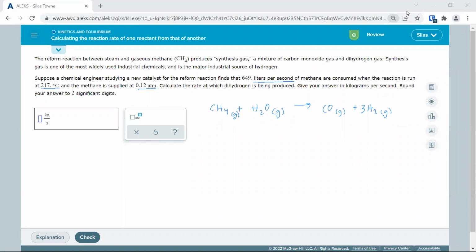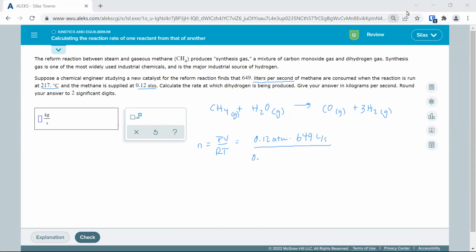So we could say the rate that CH4 is being used up is equal to 1/3 the rate of hydrogen being produced. But let's figure out how we calculate this. So the first thing I'm going to do is solve for moles from my ideal gas law. So I have a pressure, 0.12 atm. I have a volume, 649 liters, and that's per second. I'm going to keep that in there.